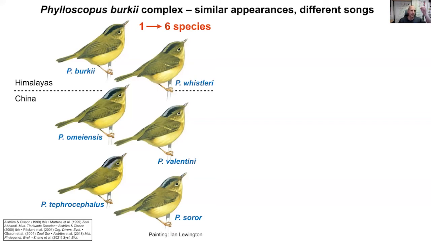And it was concluded that it's actually a complex of species, no fewer than 6 different species. 2 of them occur in the Himalayas, 4 of them occur further east in China and neighboring parts of Asia. And they look extremely similar to each other, although there are actually some morphological differences that are consistent. So for example, this one's got 2 white outer tail feathers. This one's got 3 white outer tail feathers.